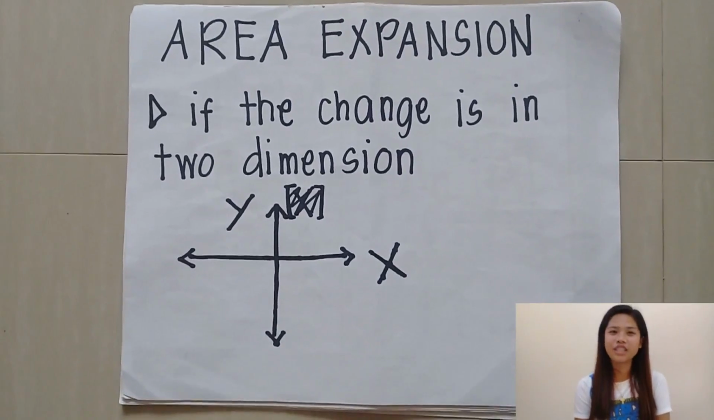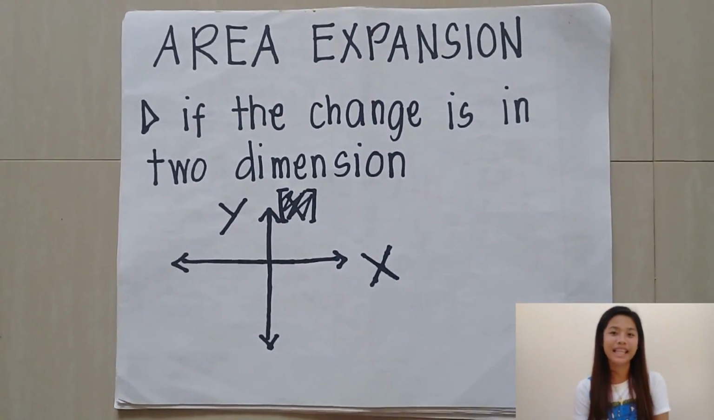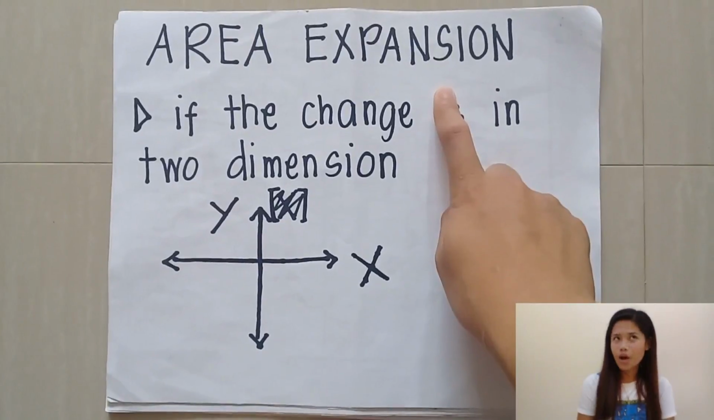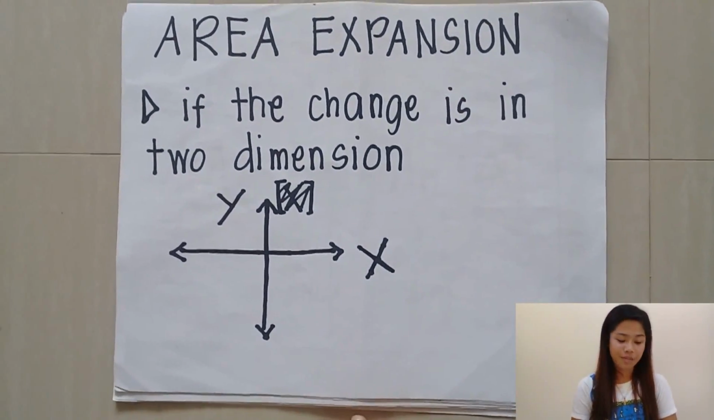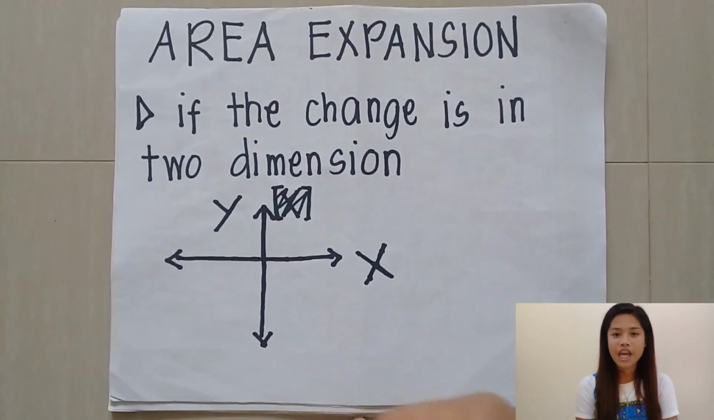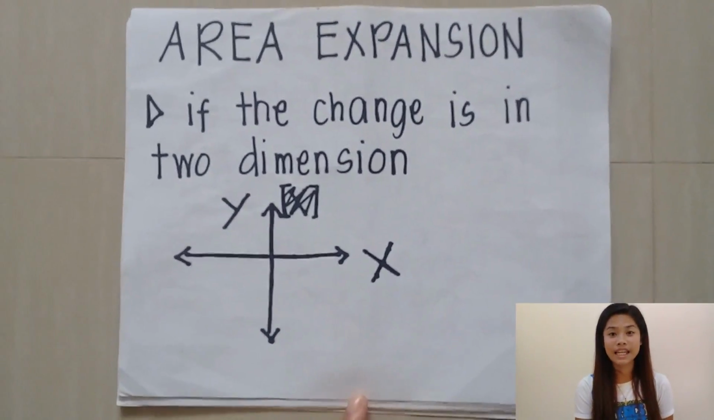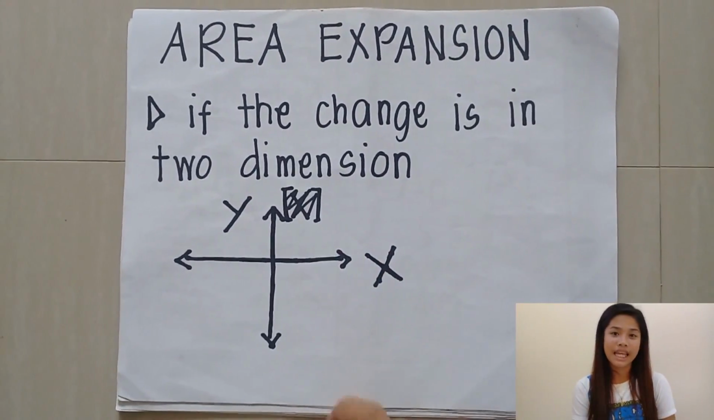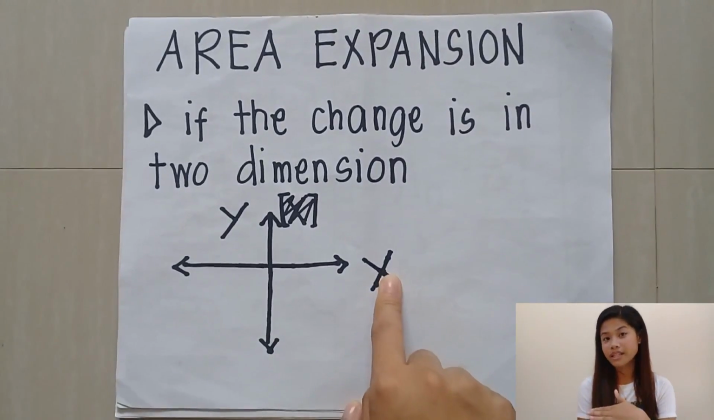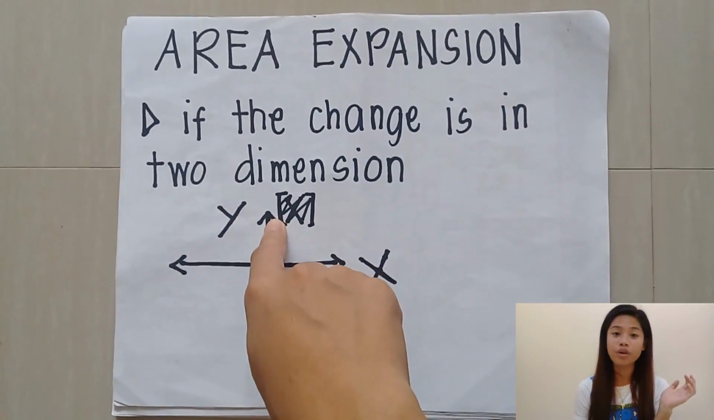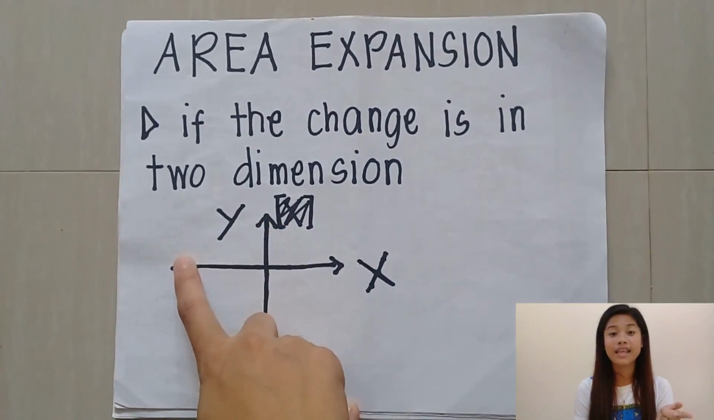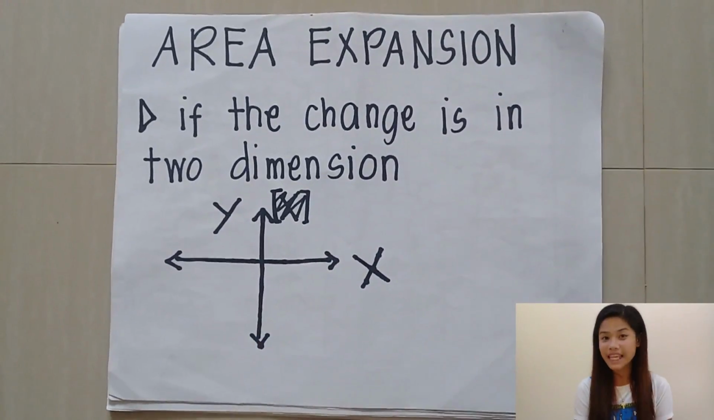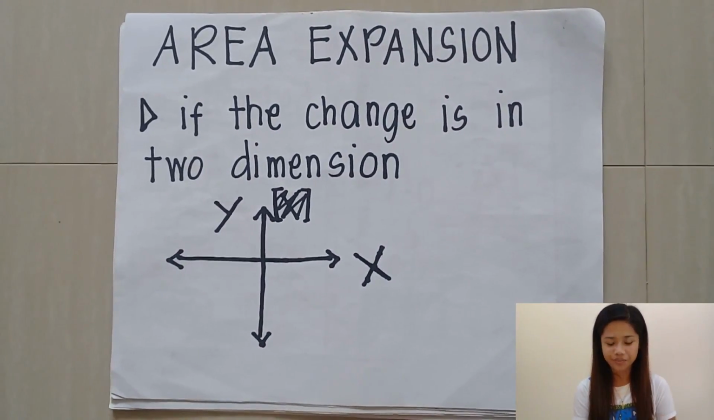Now, we will move on to the second type of thermal expansion, which is the area expansion. So, when we talk about area expansion, it is when the change is in two dimensions. So, not only in the x component or in the y component, but it expands in both x and y components. So that is area expansion.